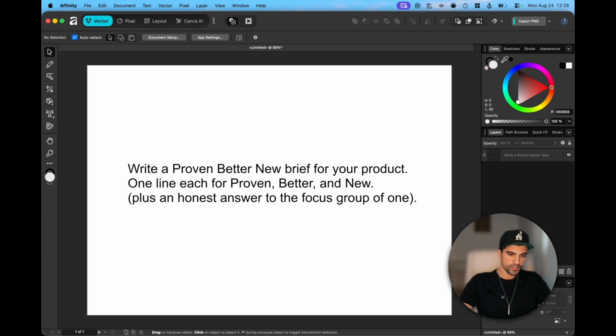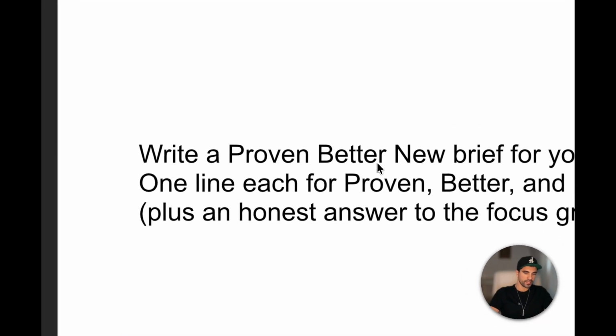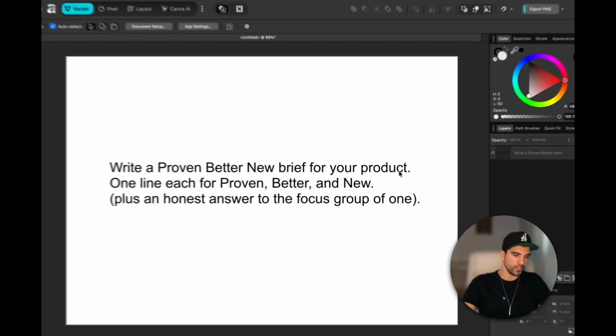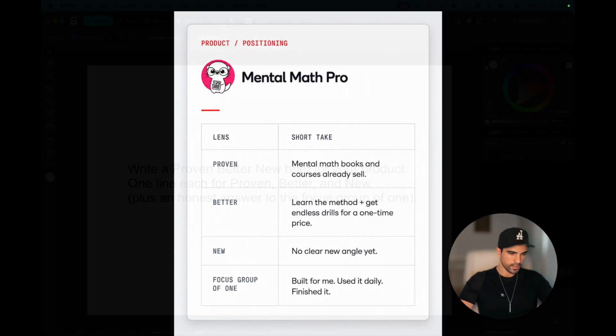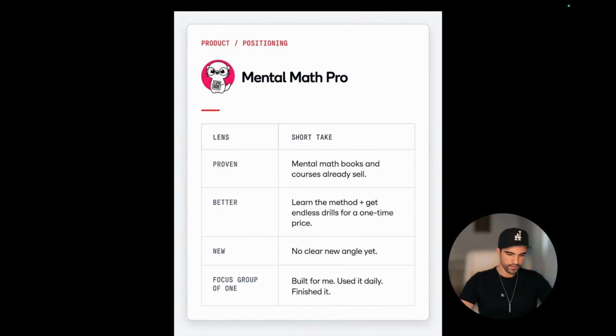So here is your homework for this week. Write a proven better new brief for your product. This can be simple, so it's just one line for proven, one for better, one for new. And then write an honest answer to the focus group of one question. I did it for both of my products. And even though I already knew the framework and I had kind of used it, that's why this course is useful, because I get to really implement it.